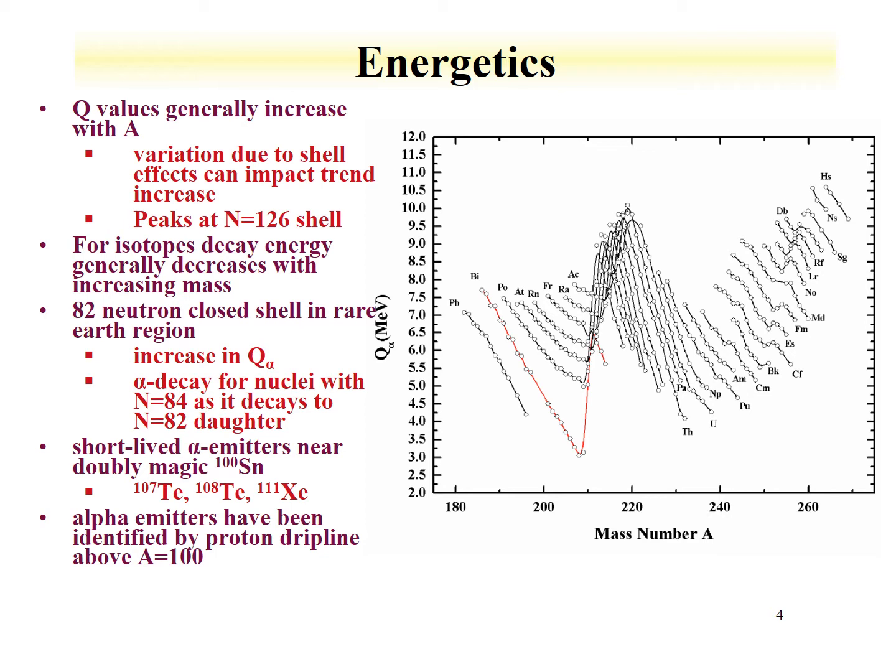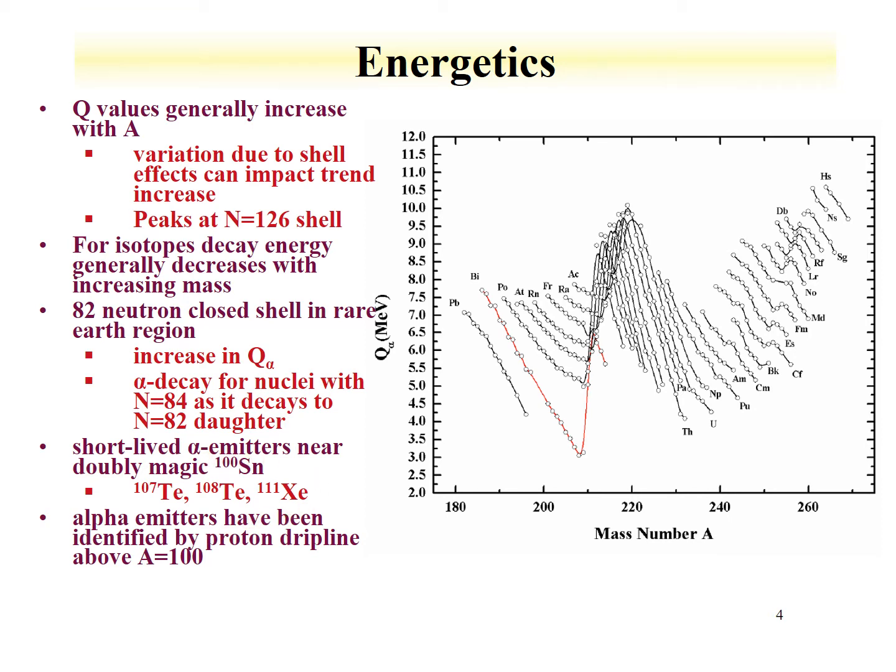There are also some shell effects that we see with this Q value. We see peaks at N of 126. We also see that there's alpha decay near the 82 neutron closed shell, which is found in the lanthanides. We get an increase in the Q value there since we get an increase in the alpha decay energy. The alpha half-life decreases, so that we can start to see some competition between alpha decay and other modes of decay. There's also some short-lived alpha emitters near doubly magic tin-100, and you can examine this on the chart of the nuclides. Look at some of the isotopes that are listed here.